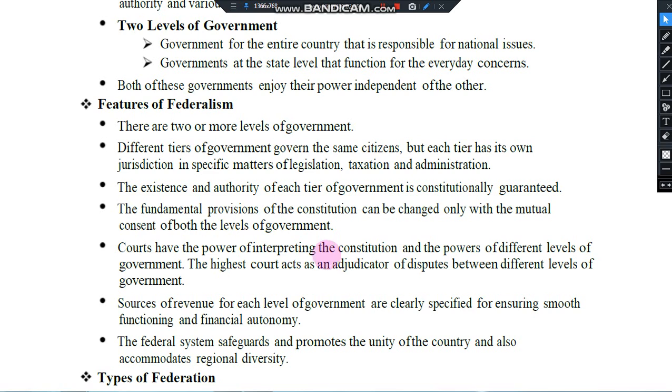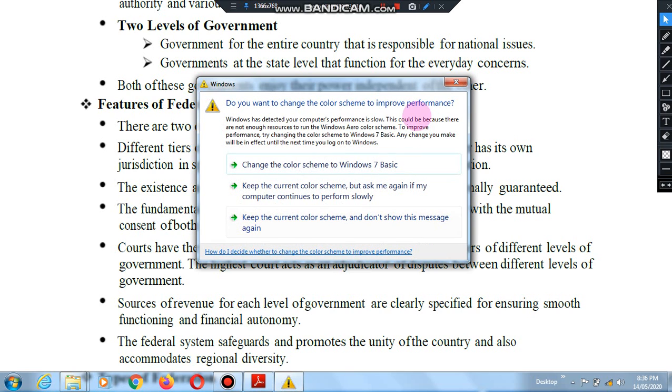Courts have the power of interpreting the constitution and the powers of different levels of government. The highest court acts as adjudicator of disputes between different levels of government. Sometimes there are issues in different states. If there are some kind of clashes between states and central government, then the Supreme Court, that is the highest court, plays a vital role over there. So it plays a role which can settle down the disputes.